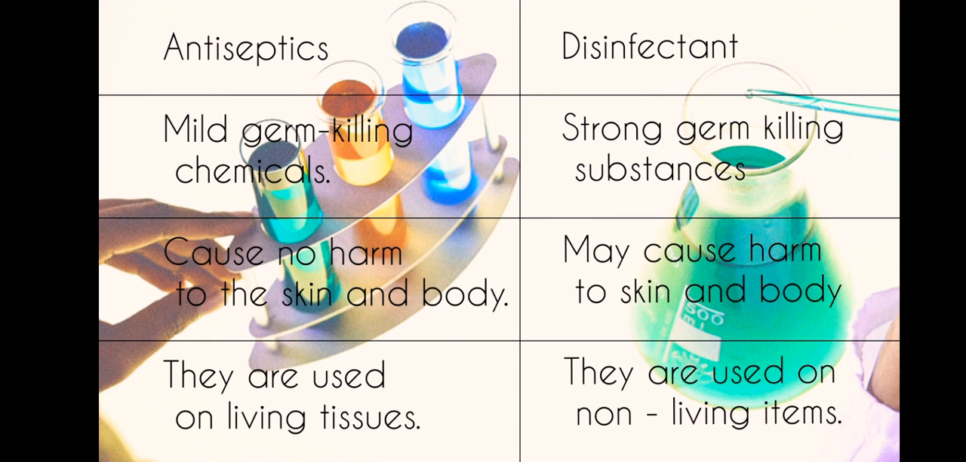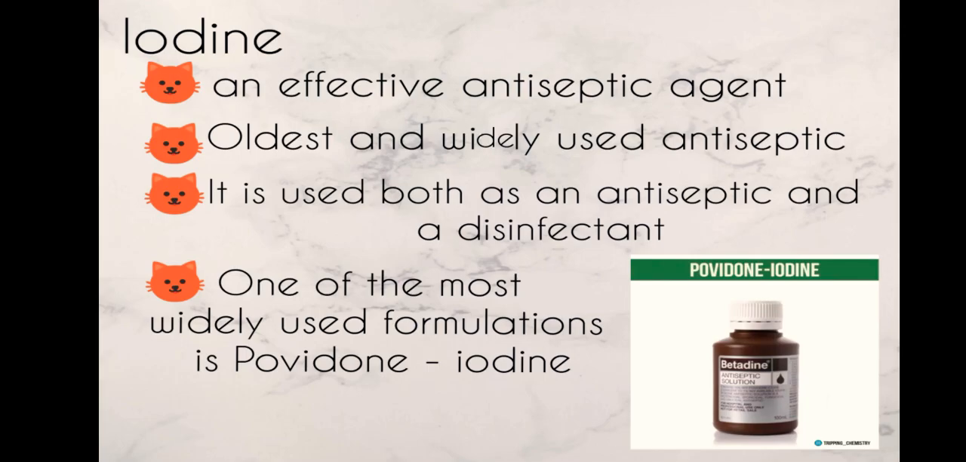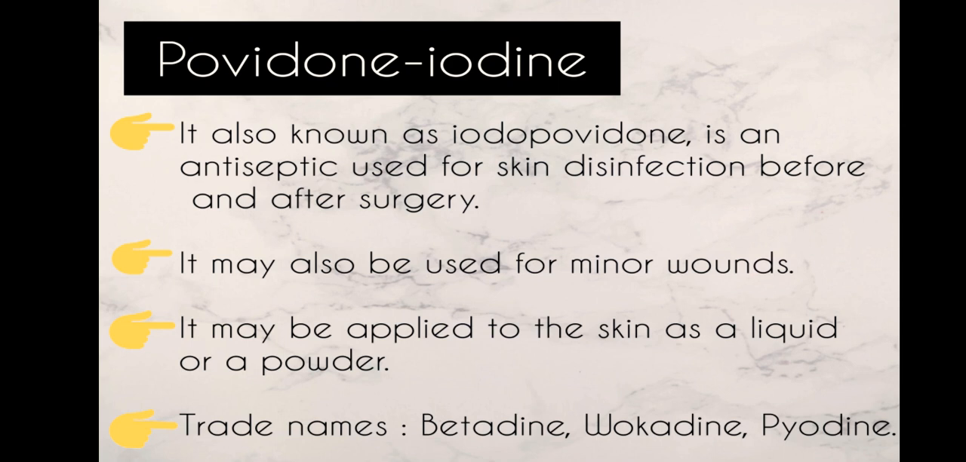Now, let's know more about the most commonly used antiseptics. And the first is iodine. Iodine is the oldest and a widely used effective antiseptic. It is used both as an antiseptic and disinfectant. One of the most widely used formulations is povidone iodine. Povidone iodine is also known as iodopovidone. It is an antiseptic used for skin disinfection before and after surgery. It may also be used for minor wounds. It may be applied to the skin as a liquid or a powder.